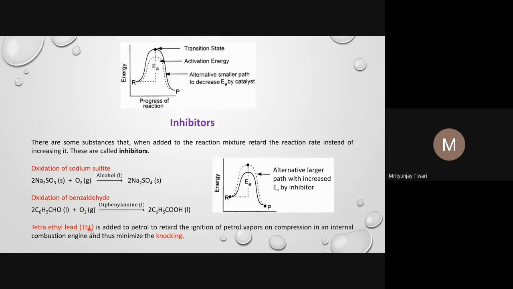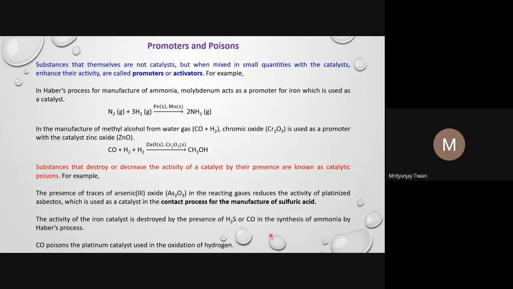Tetraethyl lead is added to petrol to retard the ignition of petrol vapors on compression in an internal combustion engine, and thus minimize knocking. We want to minimize the knocking, and to minimize it we use tetraethyl lead. How does it minimize this? Because it slows down the ignition of petrol vapors, that process slows down, and so the knocking gets reduced.